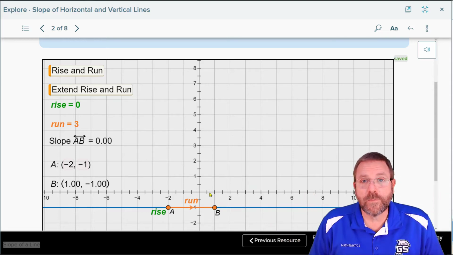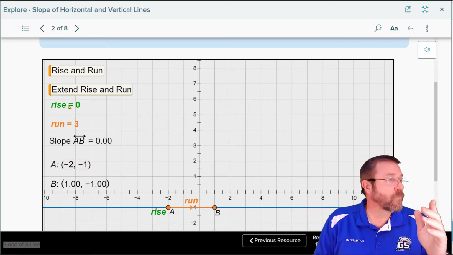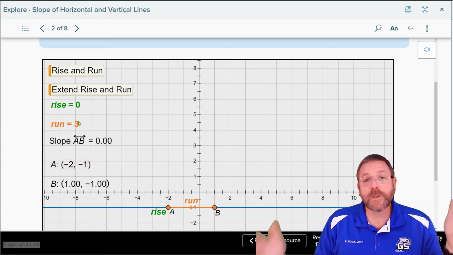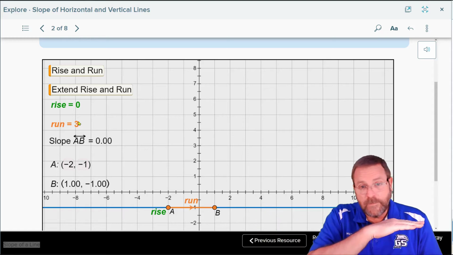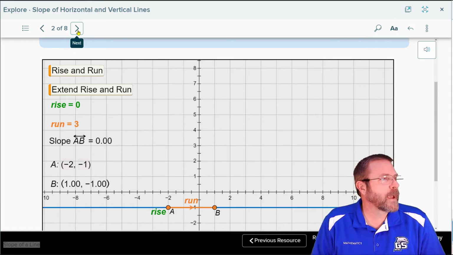We got a slope of 0 because there's no rise. You have a rise of 0 divided by a run of 3. 0 parts of 3 is 0. That's the easy one. Anytime you get a flat line, 0, done. Of course, you do have to prove that with math.